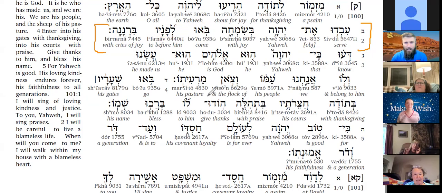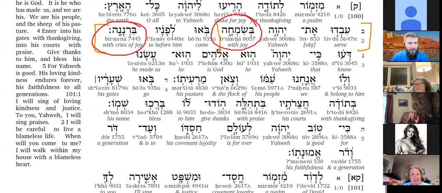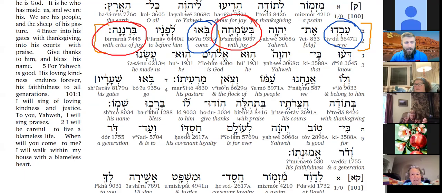Okay, so here we have some parallelism between here and there. Ivdu et Adonai besimcha, bo'u lefanav birnana. All right. What are the elements that are parallel? The joy. Yeah. The happiness and the joy. Besimcha. So these two are parallel. Good. In fact, I should probably just use two different colors. Okay, so this birnana besimcha. What's next? Ivdu bo'u.